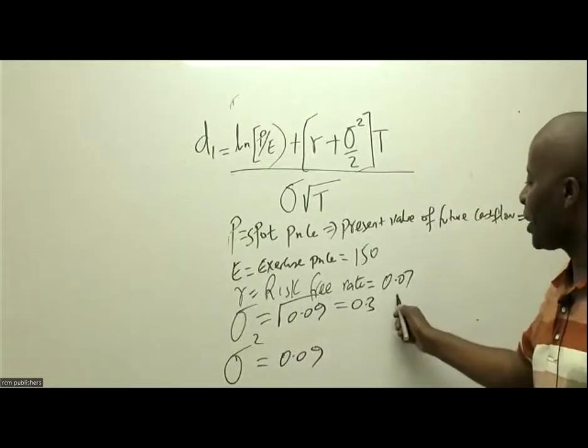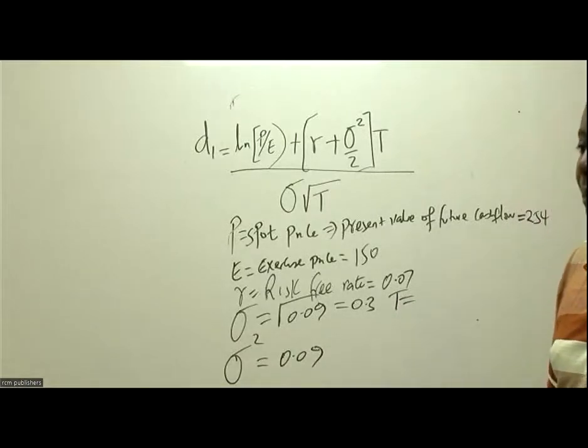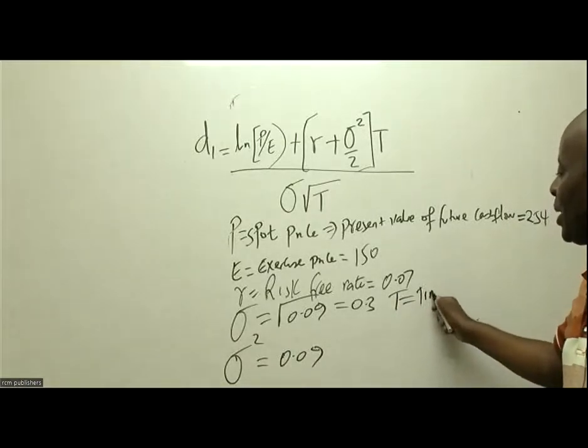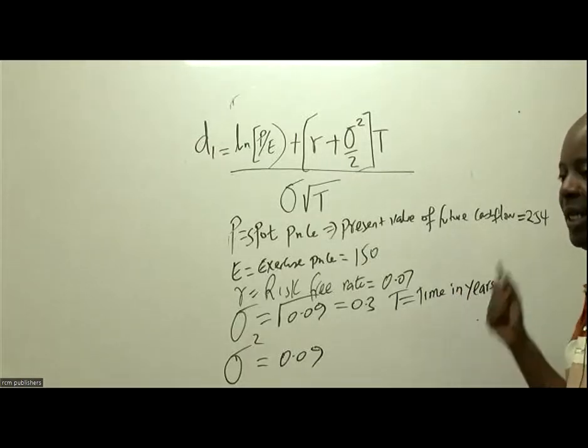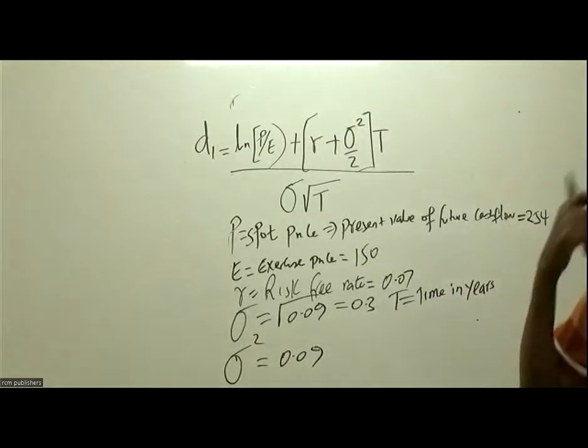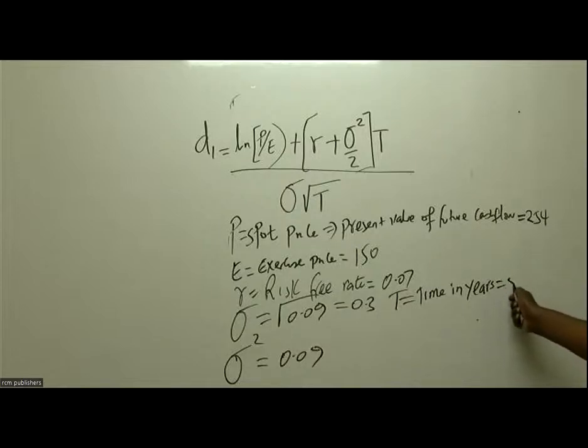And then there is something that confuses so many students. This T is time, and it must be time in years. So in this question, is it 20 or 5? It should be the time for the option, not the time for the whole project, unless I don't have the time for the option. The time for the option here is 5.